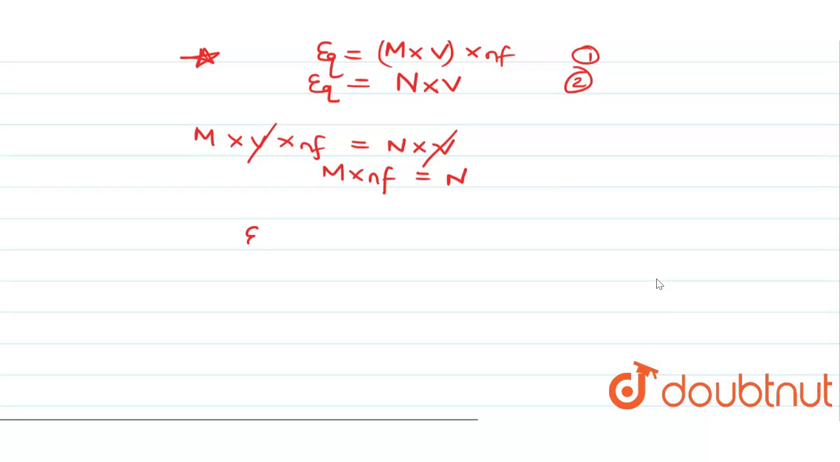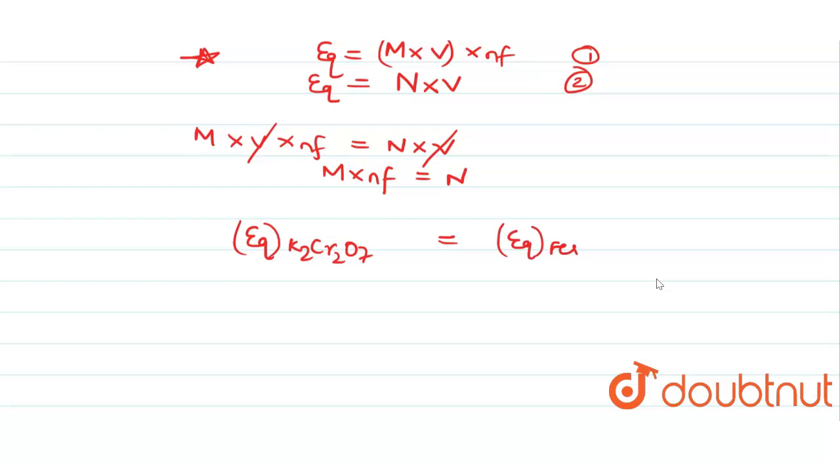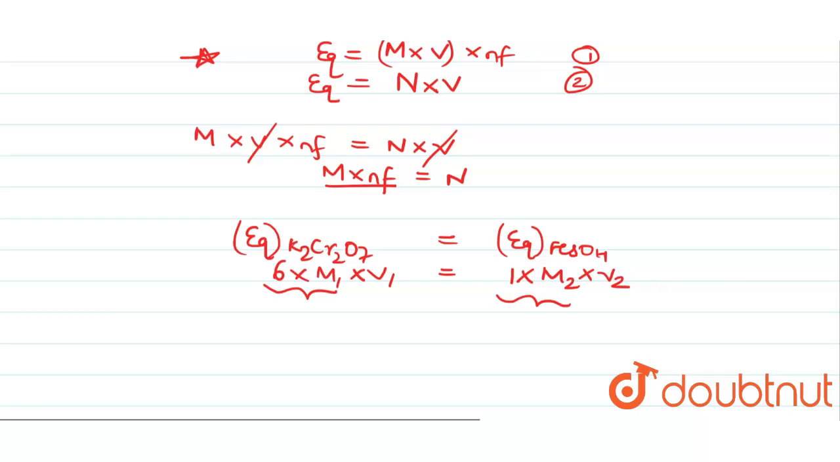So equivalence of K2Cr2O7 equal to equivalence of FeSO4. Over here it was 1 into M2 into V2. And over here it was 6 into M1 into V1. So molarity into n factor is normality, so we can replace this with N1 V1 is equal to N2 V2.